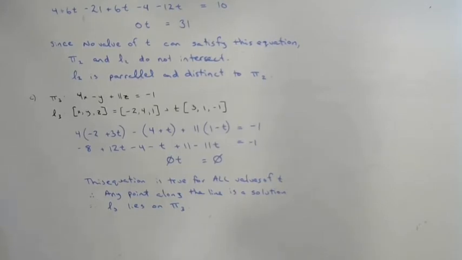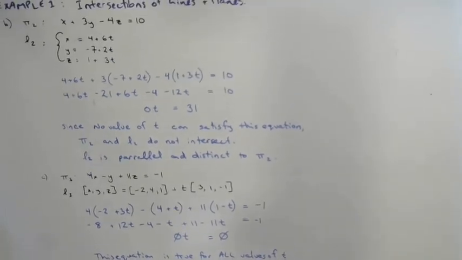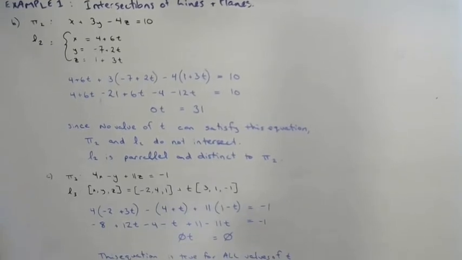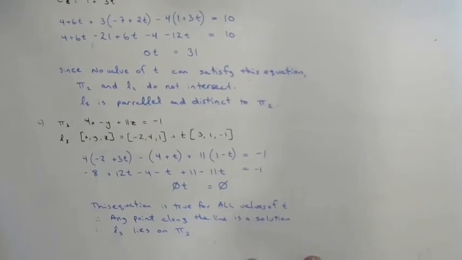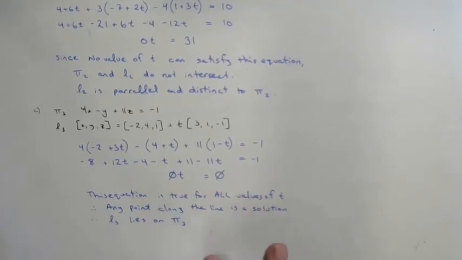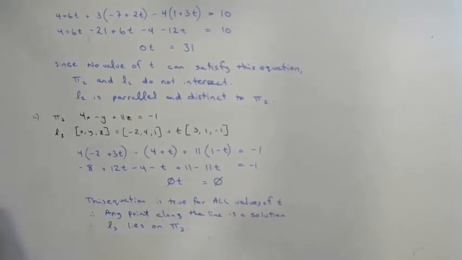Okay, so there you have a quick example of each. In example 1a, they were intersecting at one point. Example 1b, they did not intersect at all because there were no values of t that could satisfy the equation. And in example 1c, the line was on the plane, an infinite number of solutions because any value of t can satisfy that equation.